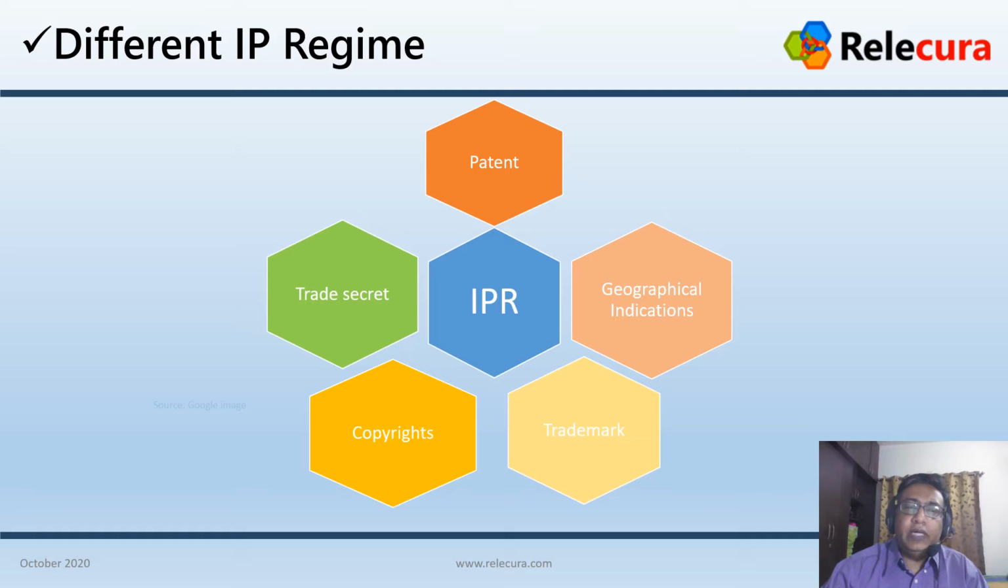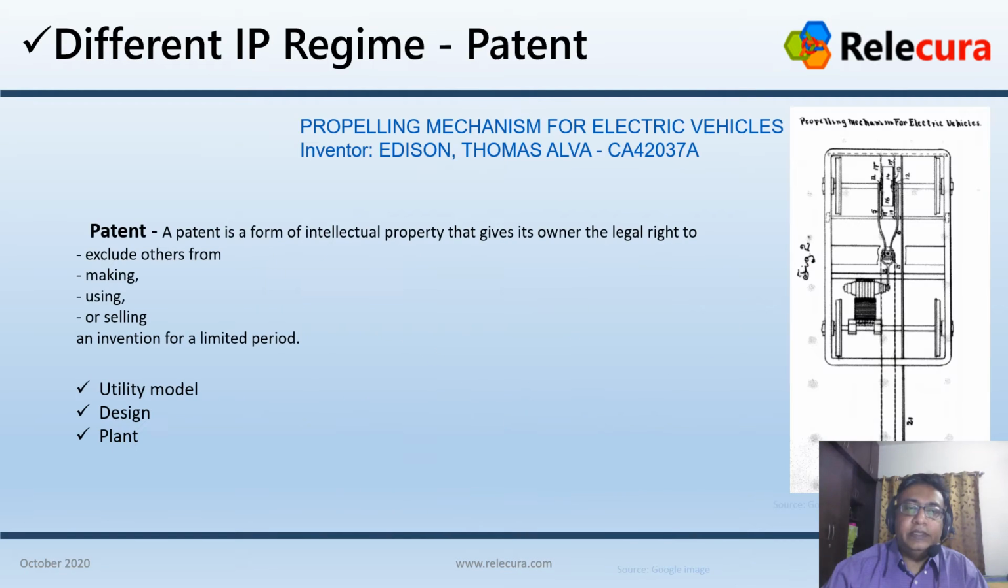There are different IP regimes. They are namely patents, geographical indications, trademarks, copyrights, and trade secrets. One by one, we will be talking about them and describing the difference between them. Let's start with patents.